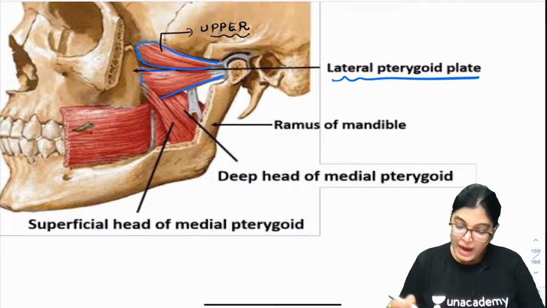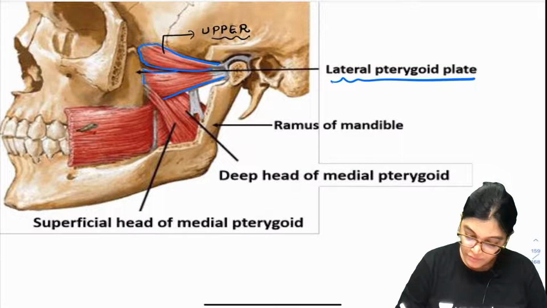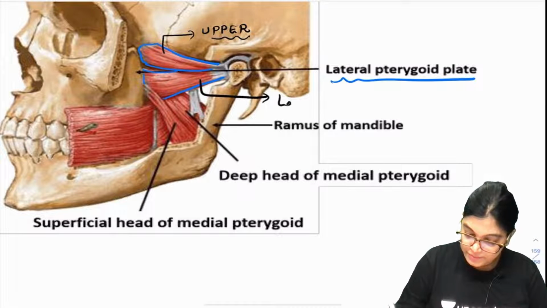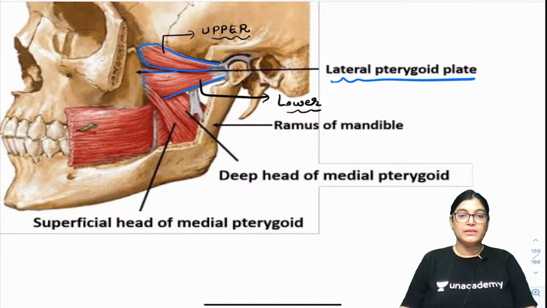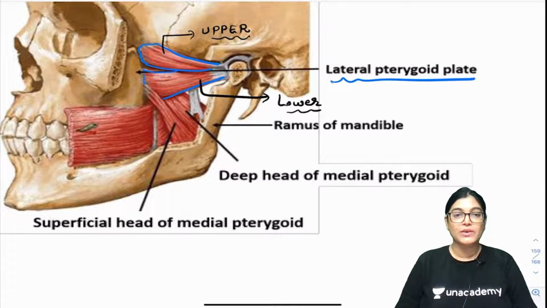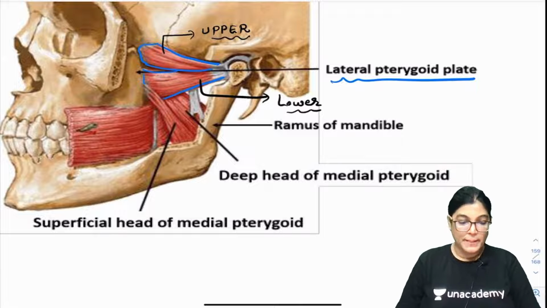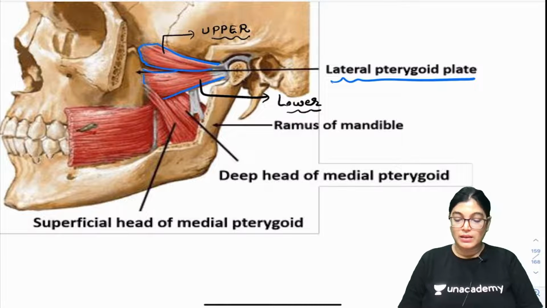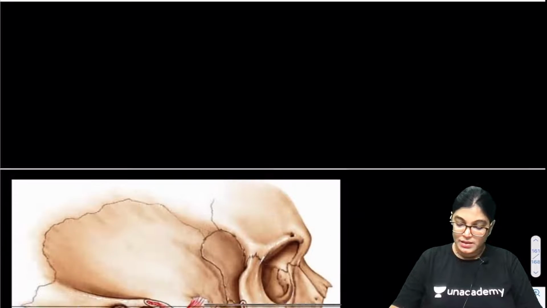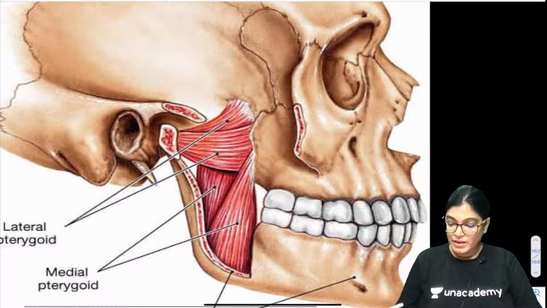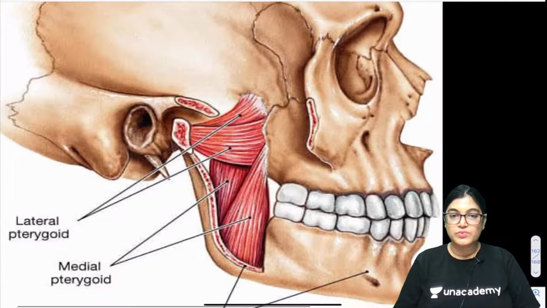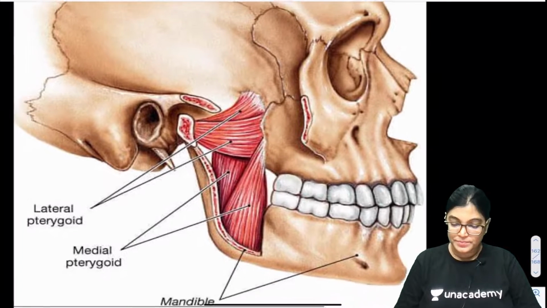Okay, Huda? And this is the lower one. So upper and lower we can find it. So we are seeing the upper and the lower head of the lateral pterygoid muscle. Now for this upper head, let me use another diagram to make it easier. First try to understand this. See here.